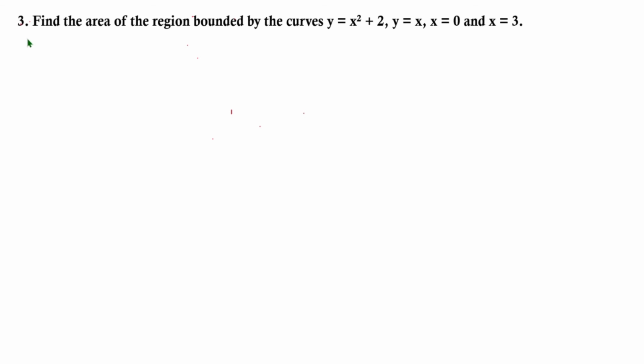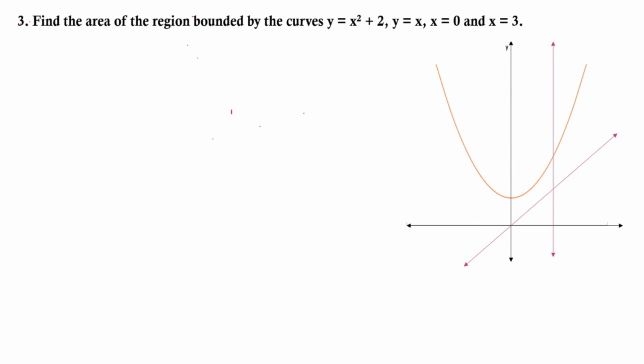Next question is, find the area of the region bounded by the curves y is equal to x square plus 2, y is equal to x, x is equal to 0 and x is equal to 3. So first let us draw the figure. So this is the parabola, y is equal to x square plus 2. Next y is equal to x is a straight line which passes through the origin. X is equal to 0 is the y axis and x is equal to 3 is a straight line which passes through 3, 0 and parallel to the y axis.